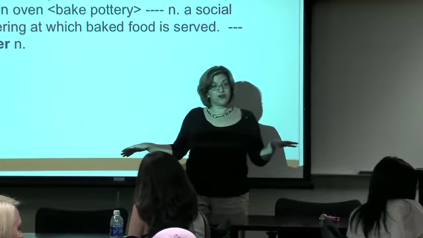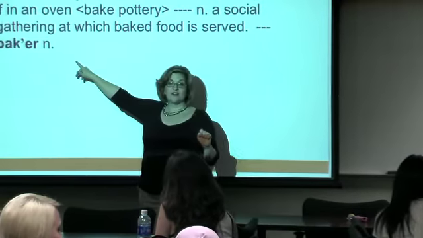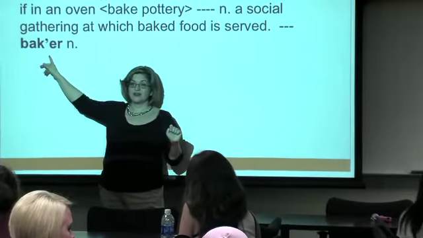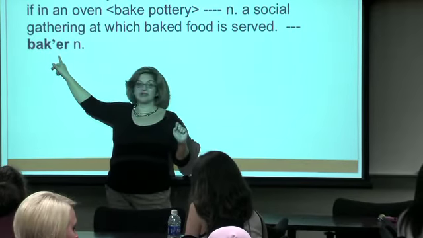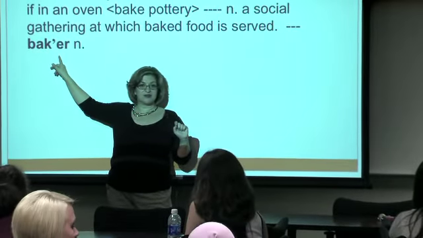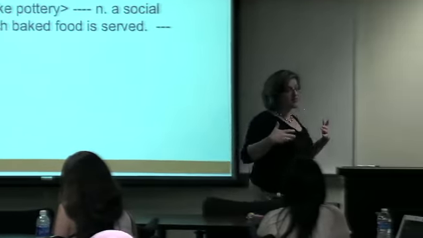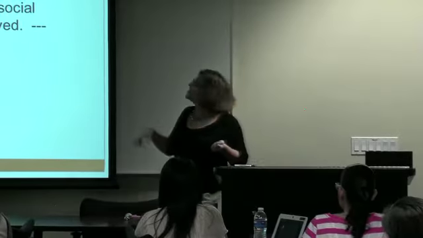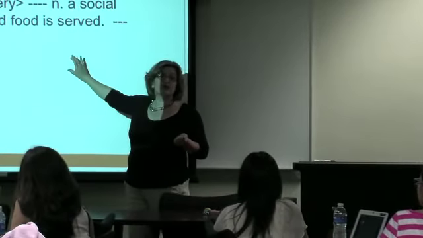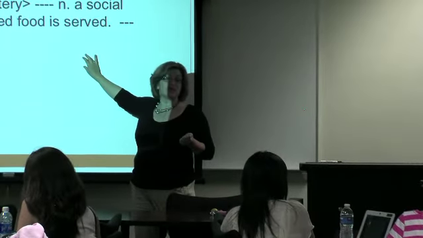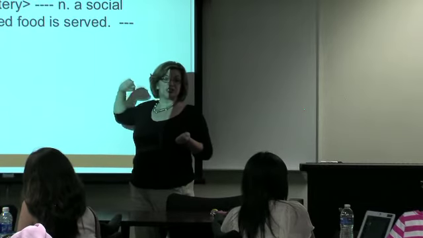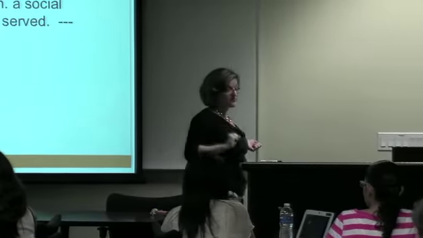If you don't know morphology, what does the suffix mean in this case? One who bakes. So if you know it's one who bakes, so that means it's someone who cooks, then it's useful. But if you don't understand morphology, then you won't necessarily have the tools to use the dictionary very effectively.